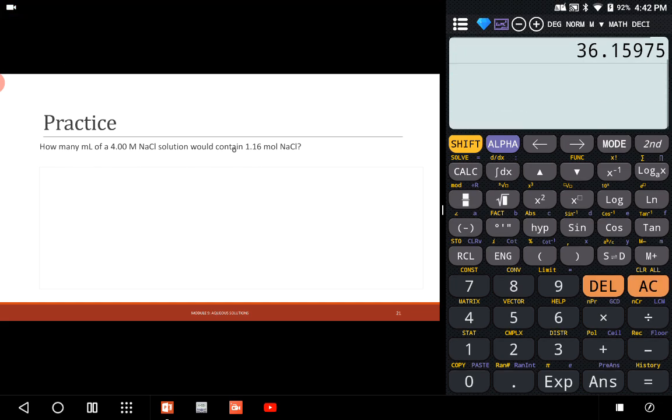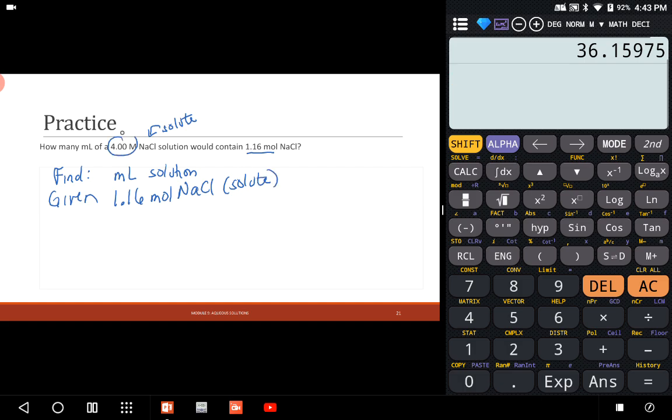Okay, let's go over this. So I got my calculator ready. We are asked to find mLs of solution. NaCl is like an adjective here that's telling us our solute in the solution. And we are given 1.16. And that's my solute.